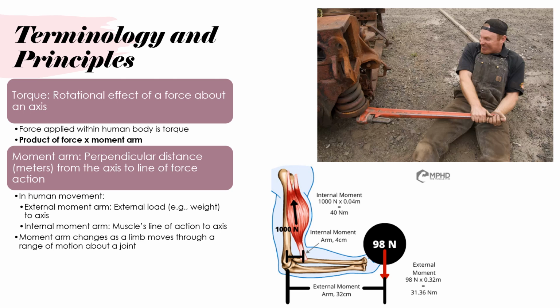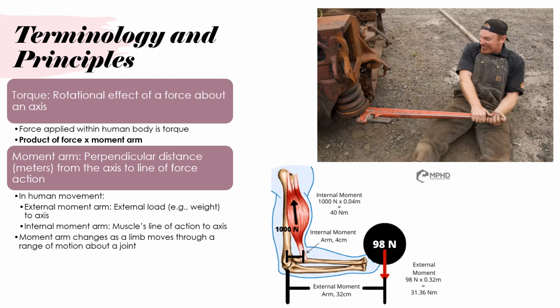represents the force applied, and R represents the moment arm, or the perpendicular distance between the line of action of the force and the axis of rotation. The unit of torque is typically expressed in newton meters in the metric system or foot-pounds in the imperial system. Here are a couple of examples.